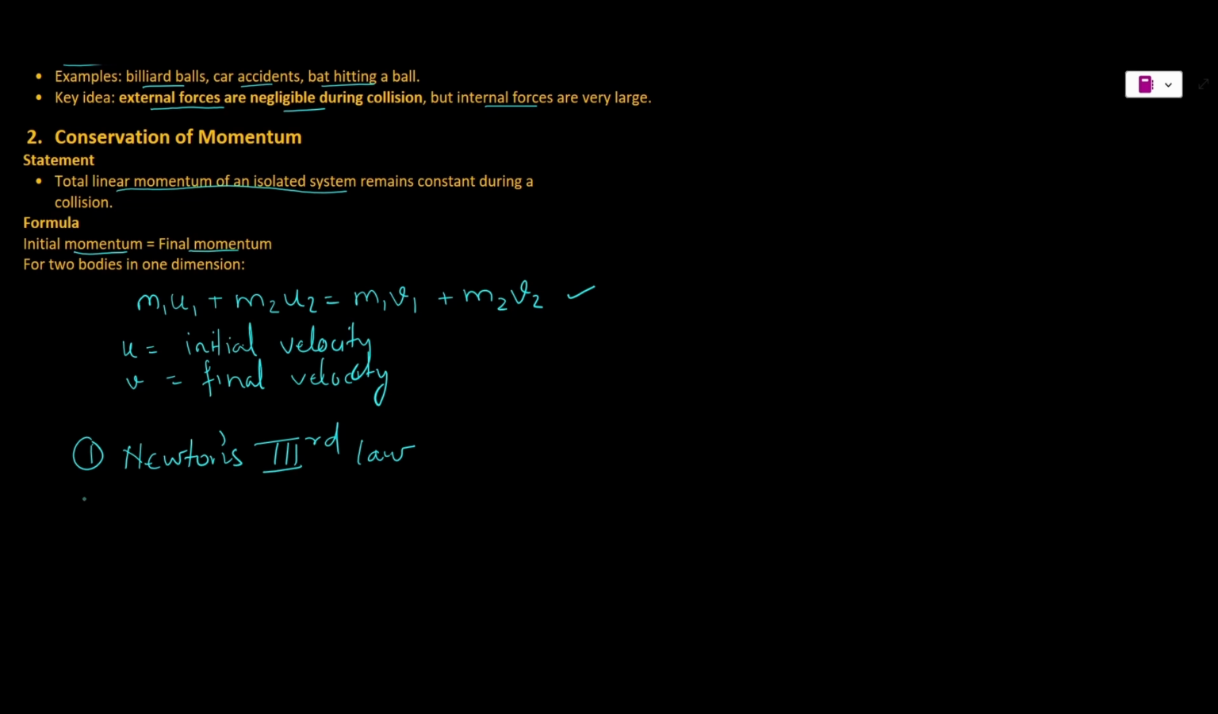And what is the second fact? The second fact to support this particular collision theory is that internal forces cancel each other. So these are two facts that support this theory, and that's why momentum is conserved.